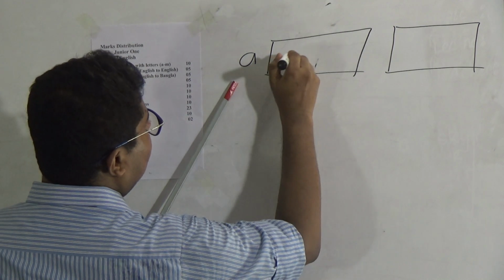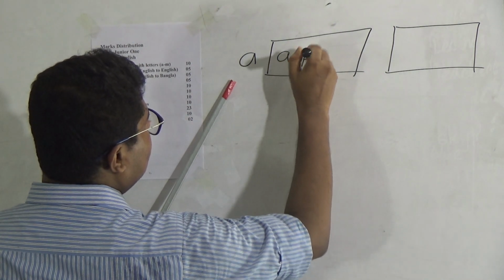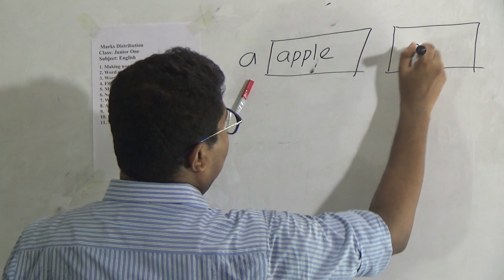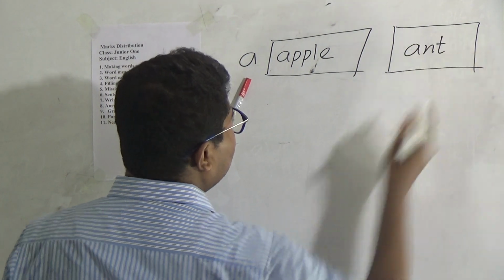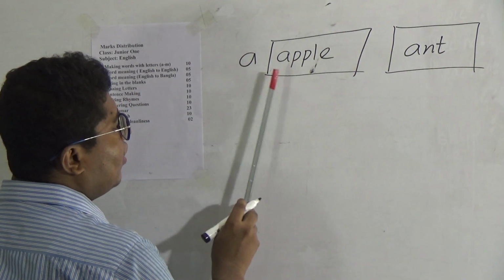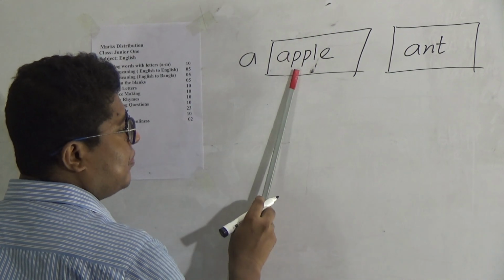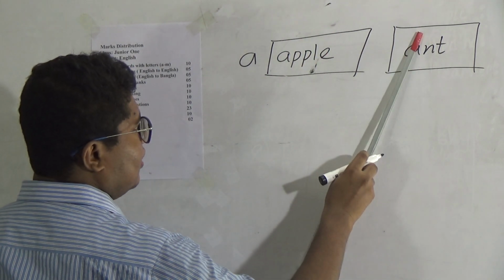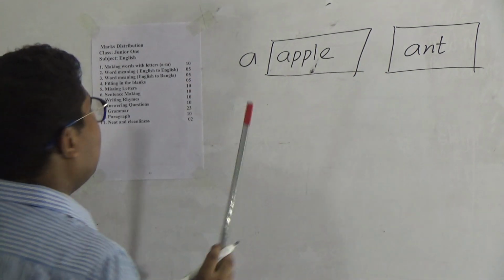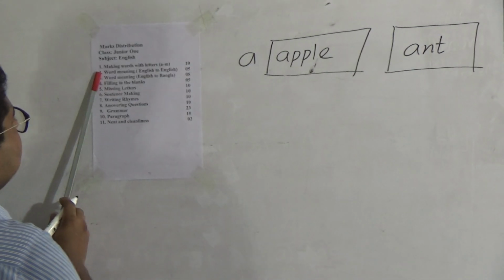A for apple. A for ant. Okay, you will write the answer only in the script, in the box. Okay, you do not need to pick up the words. So this is number 1.